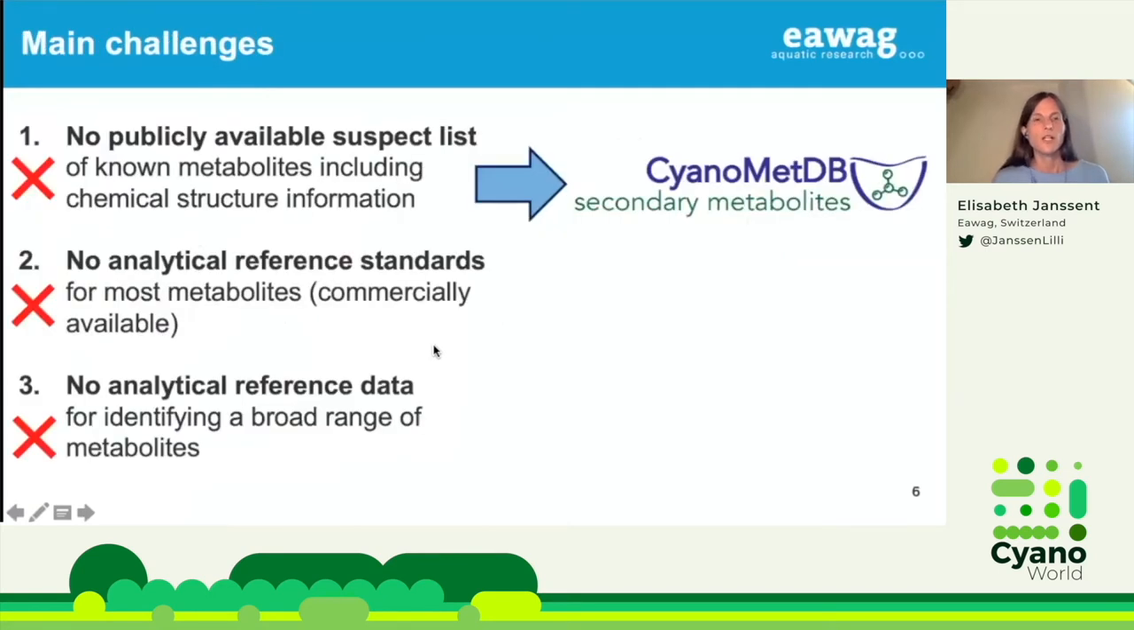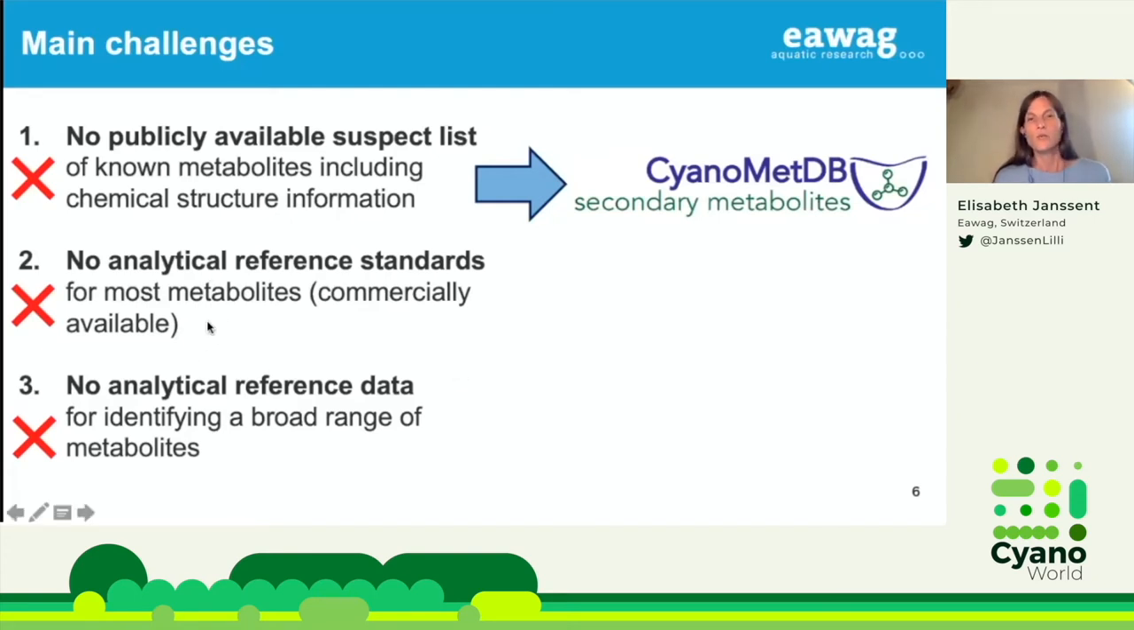So the challenges we see from the chemistry or the analytical chemistry side when we created CyanoMetDB 2 years ago was, first of all, we had not even a comprehensive, openly accessible list of the known secondary metabolites, including their chemical structures, because you need the chemical structures for your analytical workflow. And you don't find analytical reference standards to commercially buy for most of these compounds. So maybe 1% of the compounds that we know you are able to buy a reference standard for. And even if they are available, they are really quite expensive. So it's not feasible for everyone to purchase these standards.